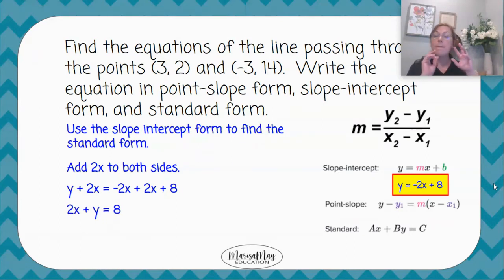Once we have x and y on the same side of the equation and no fractions anywhere in the equation, then I know that I'm in standard form. So this 2x plus y equals 8, it's the same equation of the line, it's just in a different form than the slope-intercept. Now the last one we want to look at is the point-slope form.